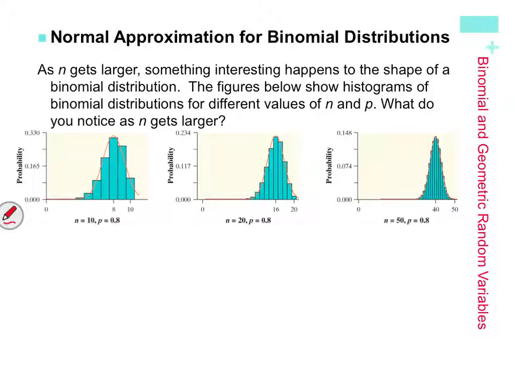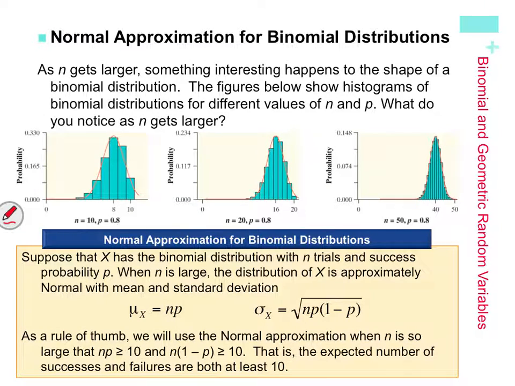So you can see that we're starting to head back towards that idea of a normal distribution. The larger the sample, the more normal it is. So when n is large, we can use normal probability calculations to approximate our binomial probabilities.